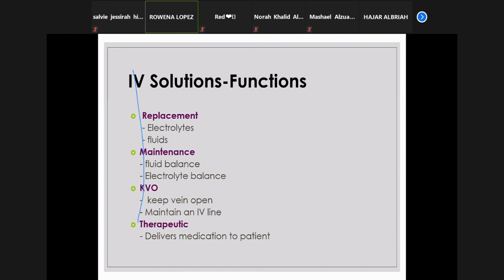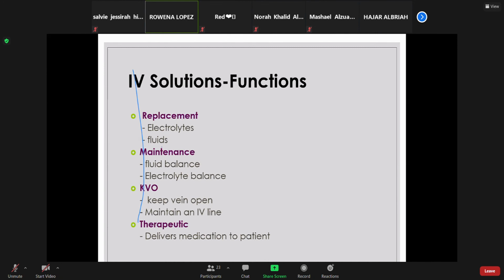So we have here replacement of electrolytes, fluids, sometimes also to give the patient vitamins, maintenance of fluid balance and electrolyte balance, and to keep the vein open just in case the patient might need emergency drugs, and maintain an IV line. Therapeutic: delivers medication to patients. So this KVO is actually very important.